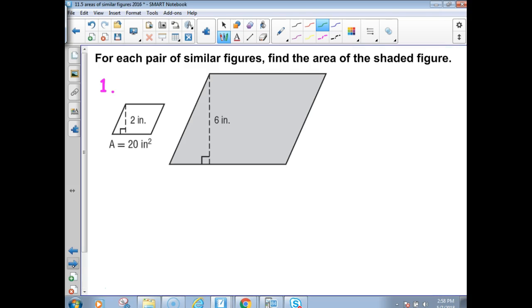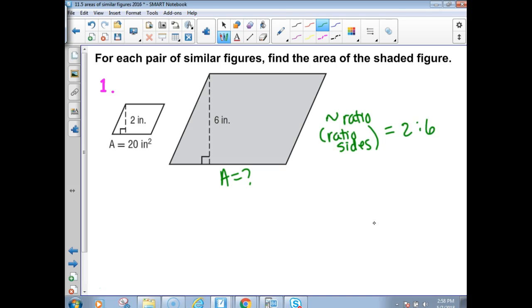So we're going to look at some problems. From each pair of similar figures, find the area of the shaded figure. All right, I want to know the area of this big guy. I don't know how to set up that proportion until I find out the ratio of the areas. So you can tell me what the ratio of the sides is. The similarity ratio is the same as the side ratio. So the similarity ratio, or ratio of sides, those are one and the same, would be 2 to 6.